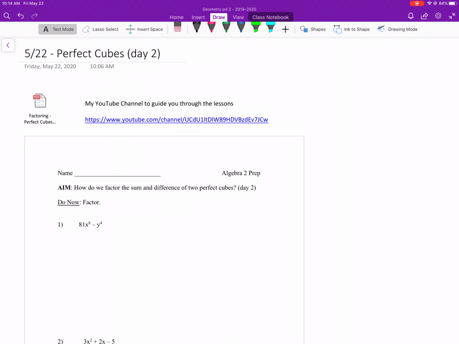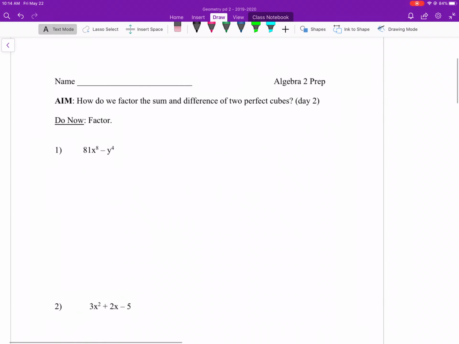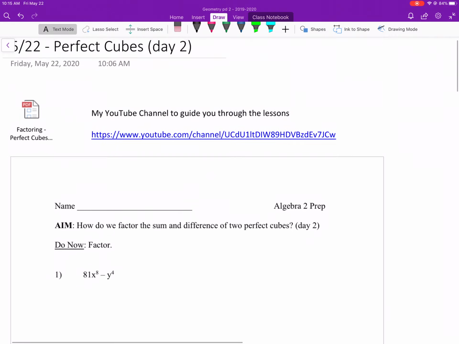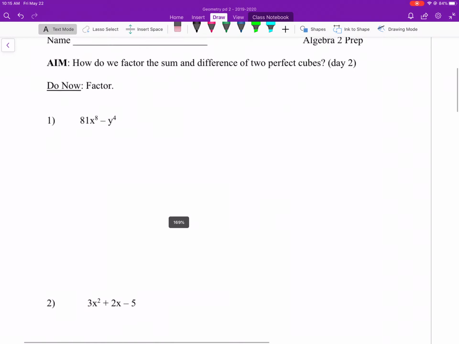Good morning, guys. Welcome to today's lesson, May 22nd, Perfect Cubes Day 2. It's going to be a quick lesson today. We got a couple do now problems, practice our factoring, and we're also going to look at factoring the sum and difference of two perfect cubes, which we reviewed yesterday.